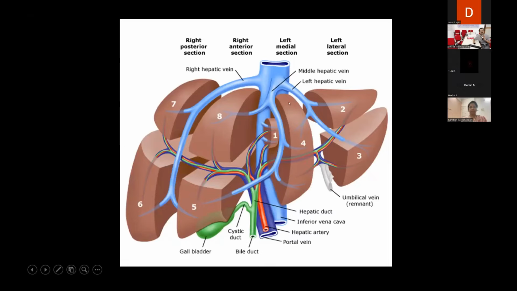The left hemiliver has a medial part, which is segment 4, which has an A and a B, and segments 2 and 3. The middle hepatic vein drains 5 and 8 as well as 4A and 4B. So with the segmental anatomy of the liver, anatomical liver resections are possible because each segment is supplied by a radicle of the portal vein, hepatic artery, and bile duct, and drained by a hepatic vein and a bile duct.